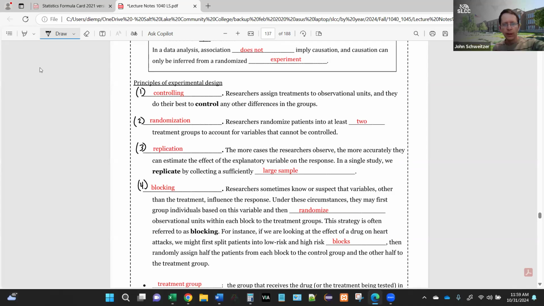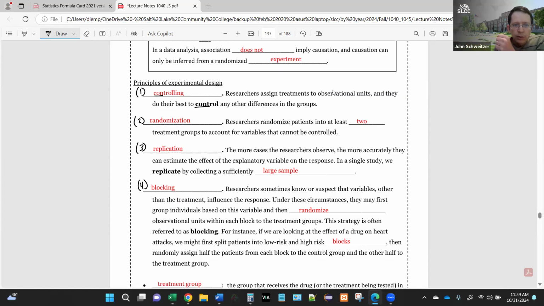Controlling is where you assign the treatments to the observational units, and then you try to make every other difference as minimal as possible, right? So if you want to understand how some new cholesterol controlling medication works, you get your 2 groups, right? You get your treatment group, you get your control group, and you want those 2 groups to be as similar as possible in every way except for the treatment. What that does is it filters out other possible confounding variables. It filters out income levels, geography, genetics. By making those 2 groups as similar as possible in every way except for the treatment, you have a better chance of filtering out those confounding variables.